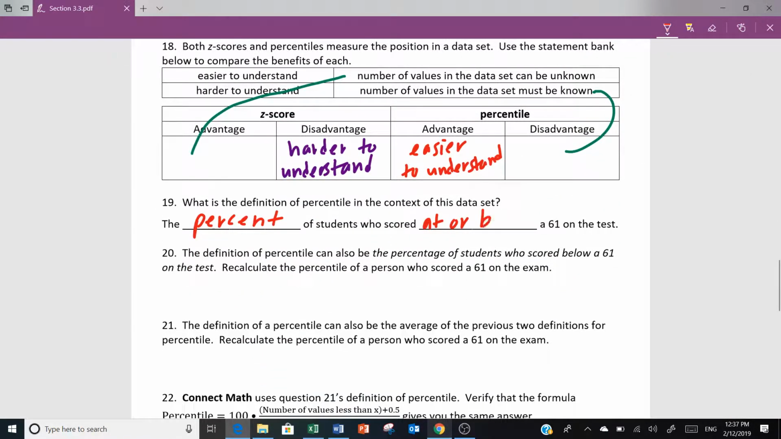But it turns out that the definition of the percentile can also be the students who scored below a 61. And that actually helps you deal with the problem where if there's multiple 61s, which one do you choose? Well, just look at the ones below 61 and ignore 61 altogether. So let's now do number 20, where we're using the definition of the percentile to be who scored below a 61 as opposed to at or below a 61.